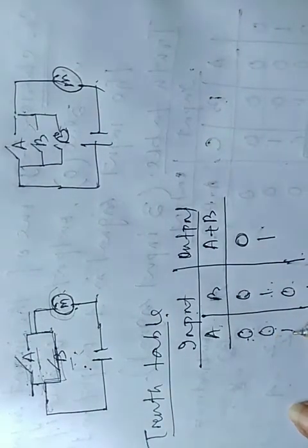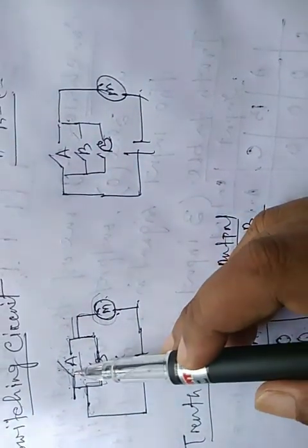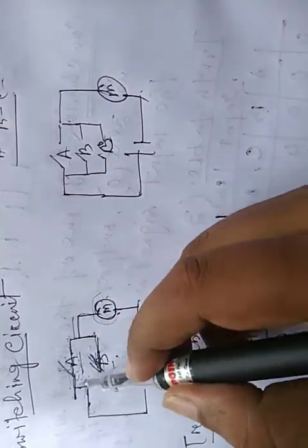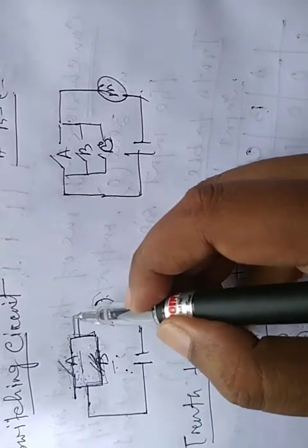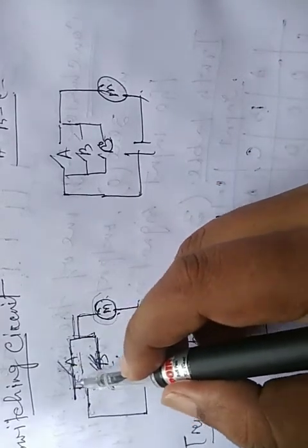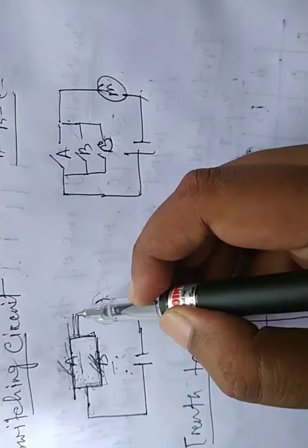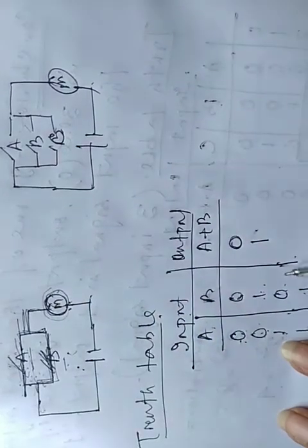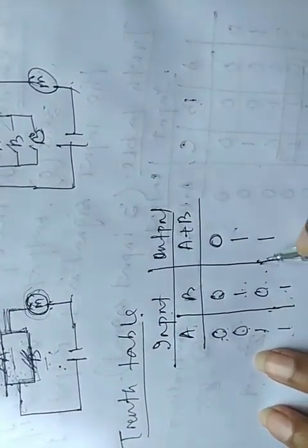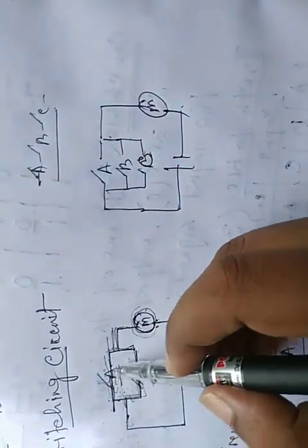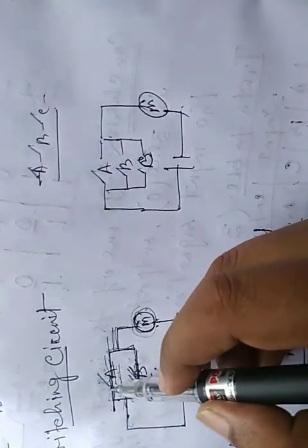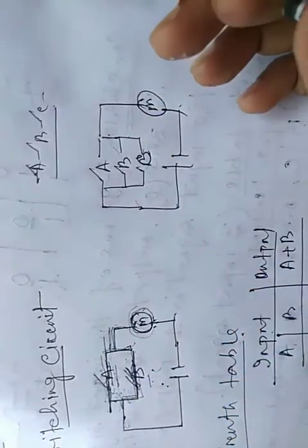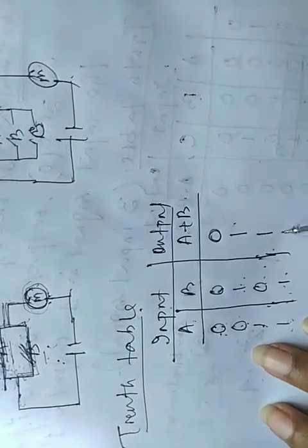So our next condition is 1 0. 1 0 means A is closed and B is open. So B is open means current cannot flow from this direction. So current can flow from switch A. So then also the bulb glows. So we get output, and that's why the output is 1. And obviously when both the switches are closed, both the circuits are connected. So current can flow in any direction and the bulb glows. So when both are 1, the output is 1.